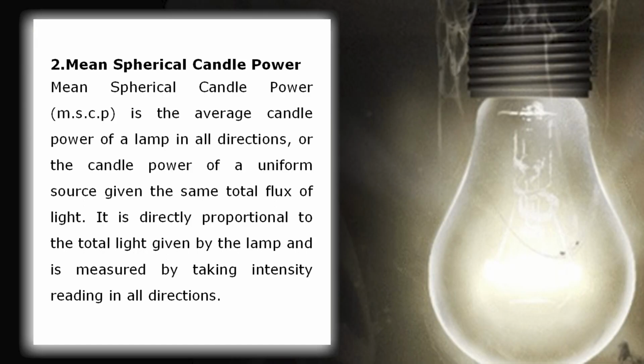Next is mean spherical candle power. Mean spherical candle power, MSCP, is the average candle power of a lamp in all directions, or the candle power of a uniform source giving the same total flux of light. It is directly proportional to the total light given by the lamp and is measured by taking intensity readings in all directions.